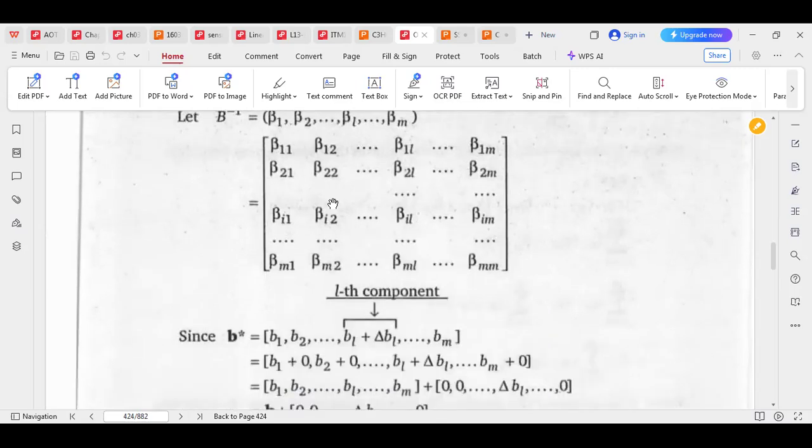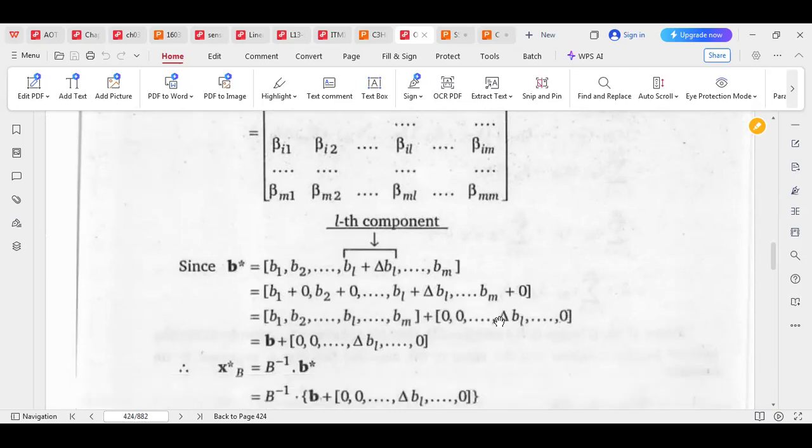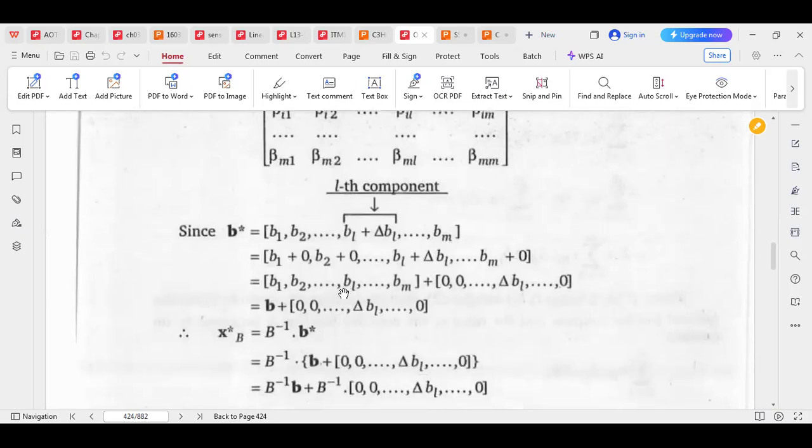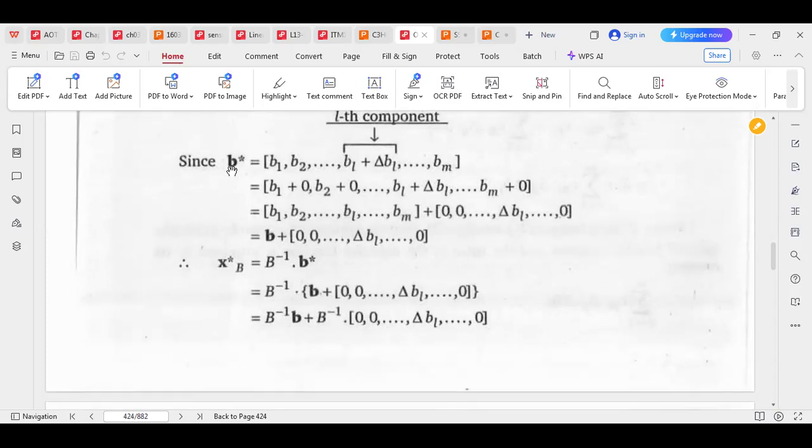So b star equals b1, b2, up to bl plus del bl, which is the lth component, then the l plus 1 component up to bm. We can write this as b1 plus 0, b2 plus 0, up to bm plus 0. By the properties of vector addition, we can write b1, b2, up to bl, up to bm, plus 0, 0, up to del bl, up to 0. So the new basic feasible solution xb star will be b inverse b star, where we put these b star values into the xb star equation.